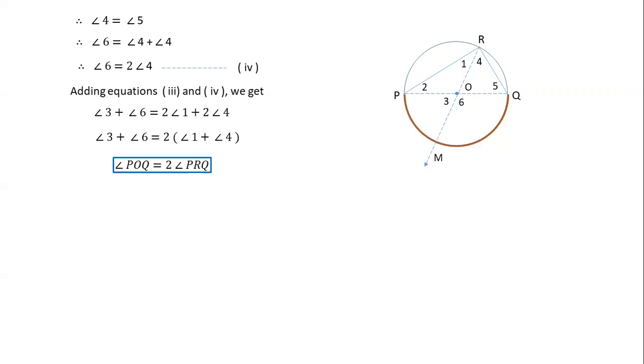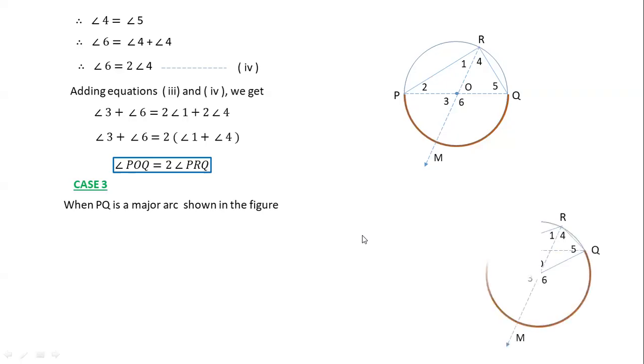Now we take case 3. Case 3 is the condition where PQ is a major arc now. We have already seen how the figure has been drawn. Now I'll just draw the figure directly. This is the figure. Now it's a major arc. It is more than half the circle. So the figure is drawn.